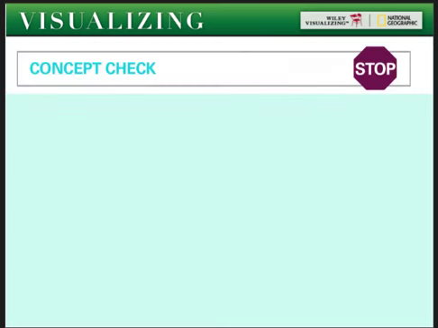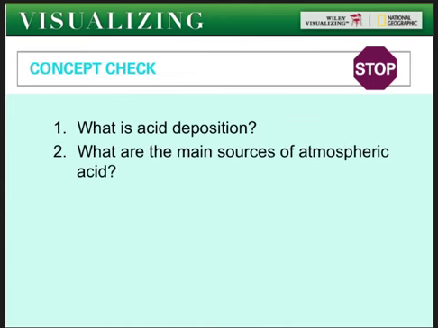So we get to our last set of concept checks for this chapter. What is acid deposition? Well, it's a type of air pollution that includes sulfuric and nitric acid in precipitation, as well as dry acid particles that settle out of the air. Next question, what is the main source of this atmospheric acid? These include motor vehicles, coal-burning power plants, large smelters, and industrial boilers.